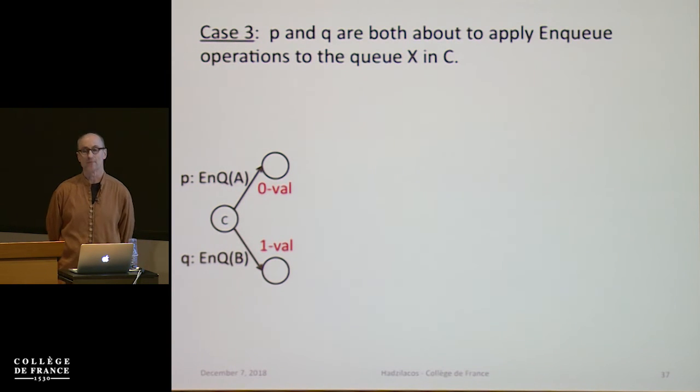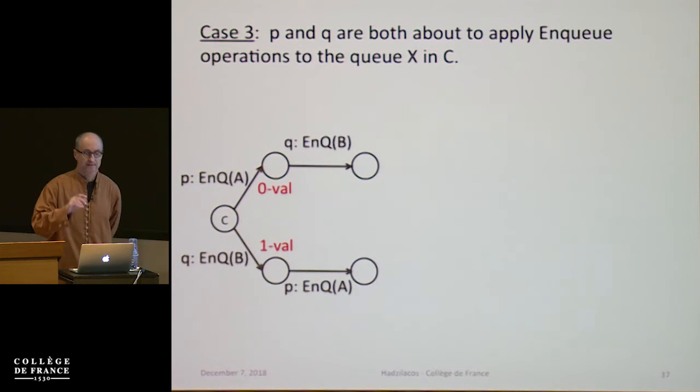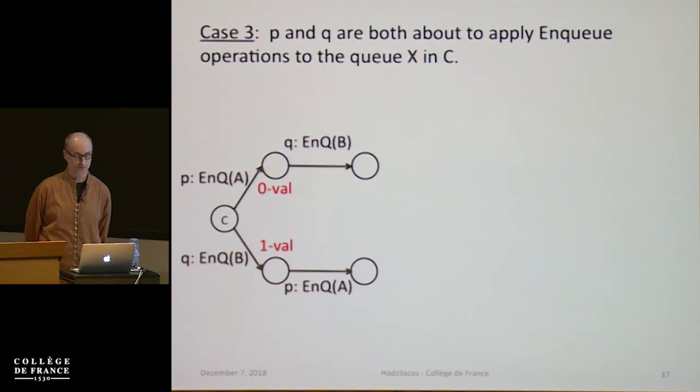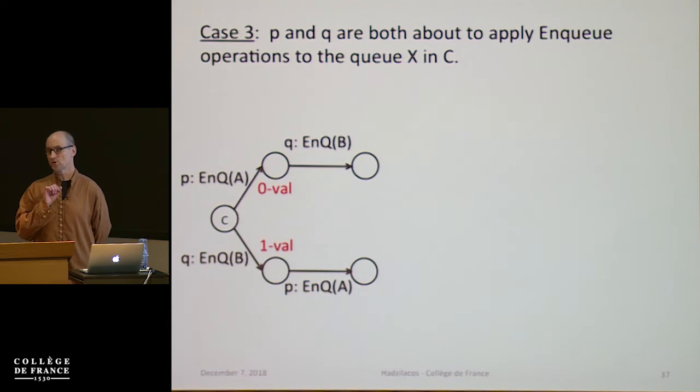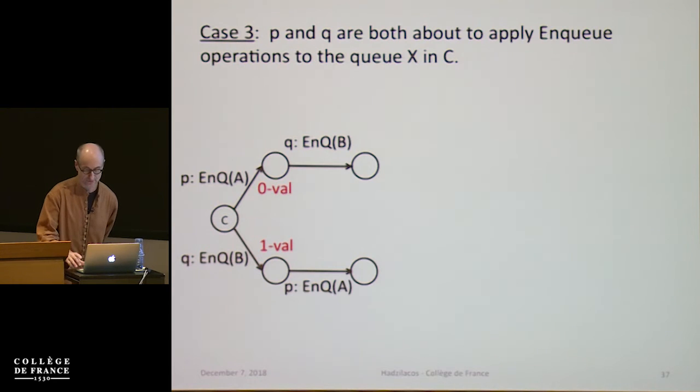where both processes are about to enqueue an element to the queue. So one of them is going to enqueue A, the other is going to enqueue B. So let's let the other process take the next step. So as usual in the top configuration, I have P enqueuing A and then Q enqueuing B. And in the bottom execution, I have the opposite. Q is enqueuing B first, and then P is enqueuing A. Let's look at what is happening to the queue after these two steps in these two different executions.